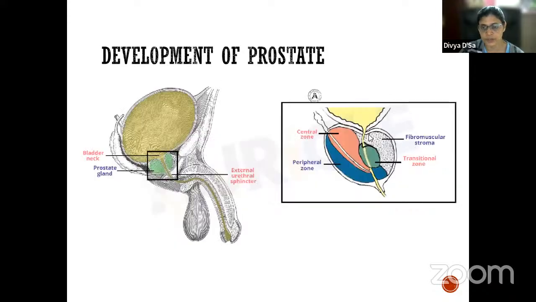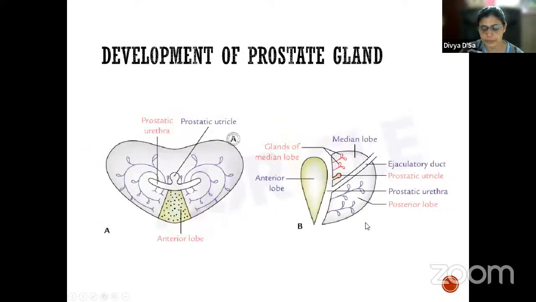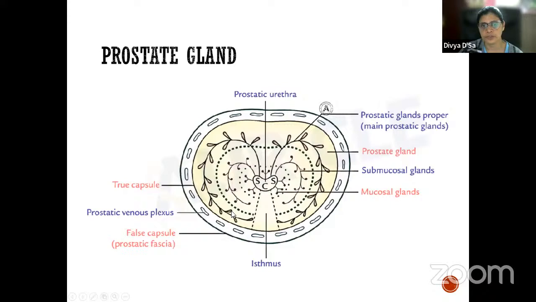And the surrounding mesoderm forms the dense fibrous stroma. This portion was formed from the mesoderm above, whereas this was formed from below. This was the inner glandular zone and this was the outer glandular zone. Then this is the fibrous stroma. The surrounding mesoderm forms the dense fibrous stroma and the smooth muscles of the prostate gland, and also forms the capsule of the prostate gland.